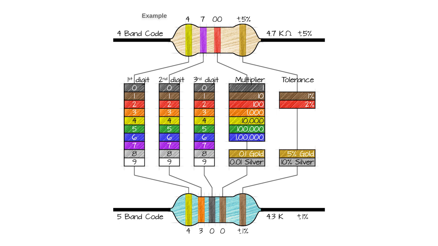Here we can see the analogy. The first digit is the same in 4-band and 5-band. The second digit similarly. The third digit is extra in the 5-band. The multiplier is also the same and the tolerance also the same. So if we remember the common color code, it will be easy to calculate any value of resistors.